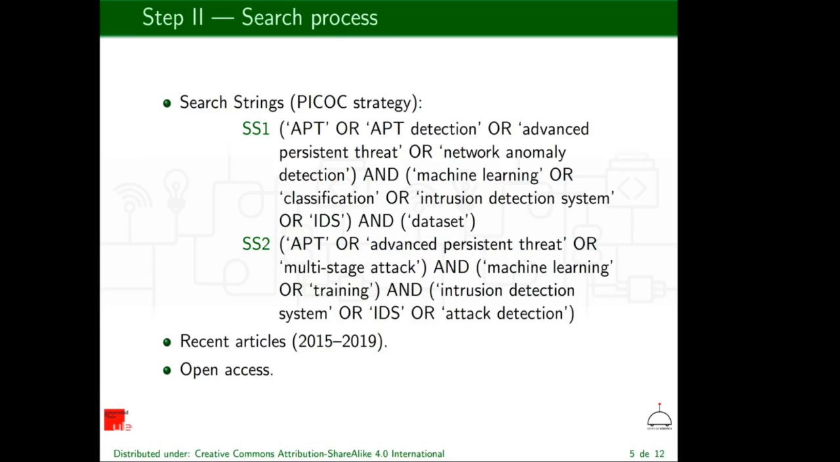Then, one of the filters applied during the search is related to the publication date of the articles, because when working in a field that evolves so quickly, such as cybersecurity, we should focus only on recent articles. In this way, the search has only been performed for articles published between 2015 and 2019. On the other hand, only articles whose access is free have been selected.